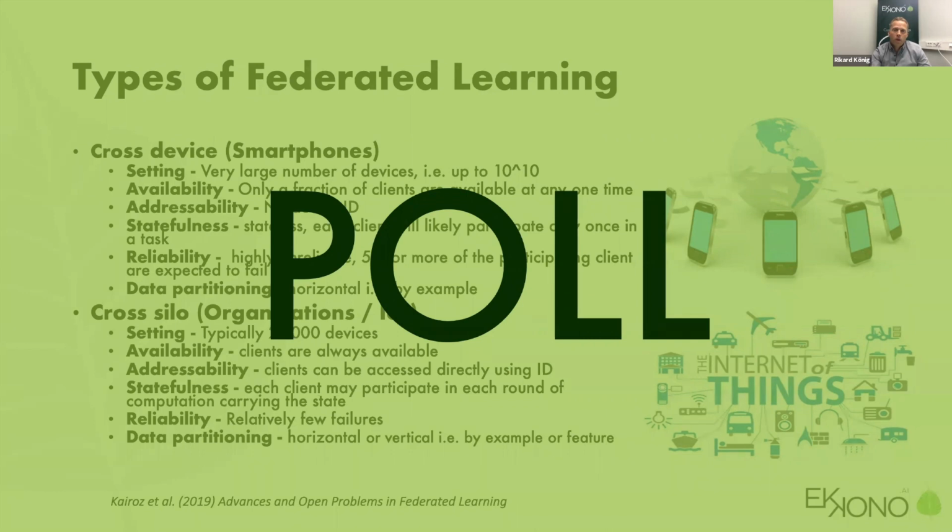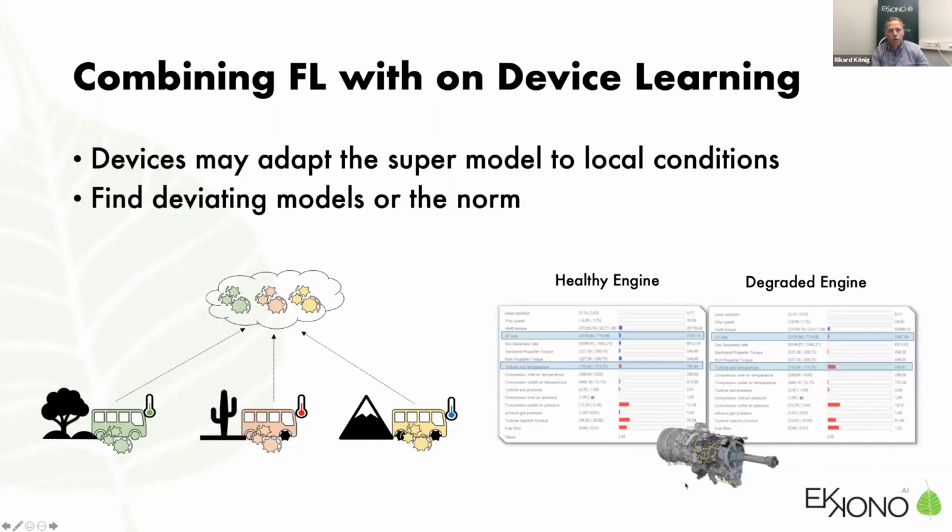Yeah, as I suspected, there were not so many interested in or saw a correlation with the cross-device, the smartphone, because it's really just the cell phone companies that have use for that. So it's more either organization and cross-silo, and that's also why Ekkono has chosen to focus on this type of federated learning. And if you do that, you can actually combine federated learning with on-device learning, especially since you can have a state, you can remember stuff on the device.